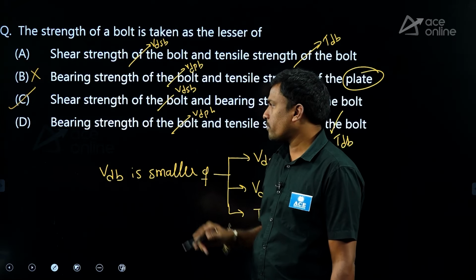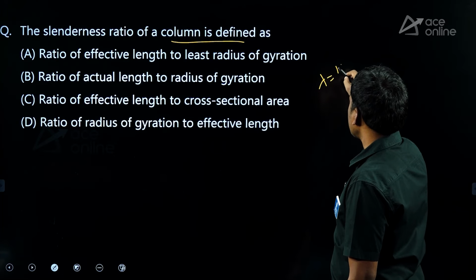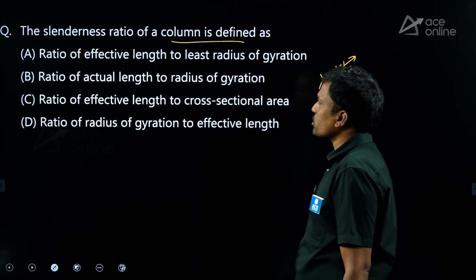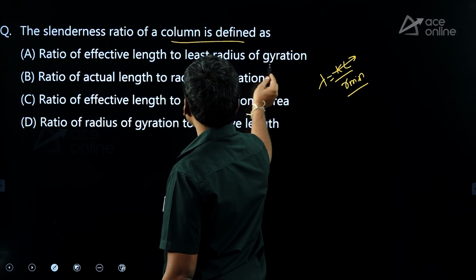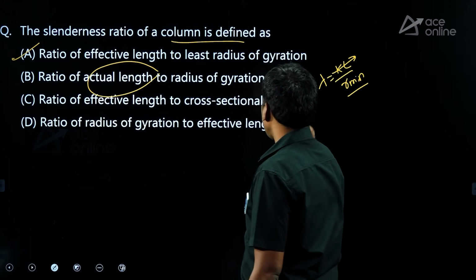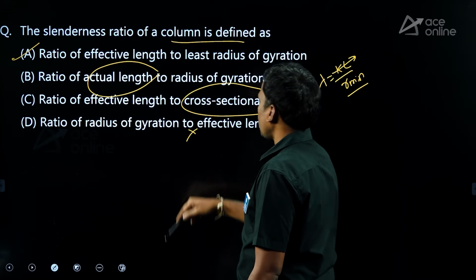Next, the slenderness ratio of column is defined as KL by radius of gyration only, right? This is the effective length and this is the radius of gyration. Ratio of effective length to least radius of gyration, yes, A is correct. This is not actual length and not cross sectional area, and this is completely opposite. Then option A is correct. So these are the questions from design of steel structure.